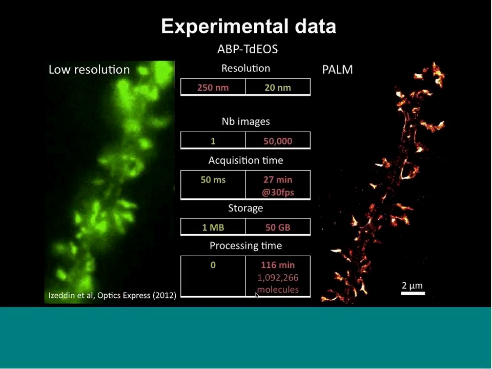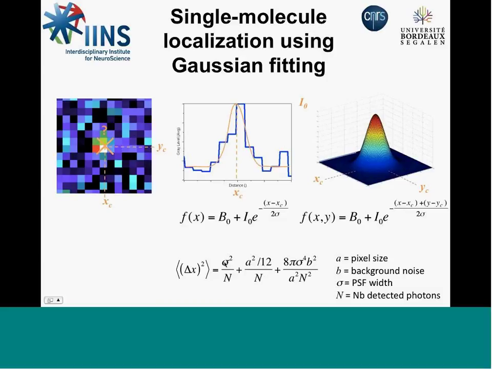One of the reasons why it is time-consuming is that for each individual molecule you need to identify the array behind it. In general, the most popular technique, which provides the best resolution and the best pointing accuracy, is based on Gaussian fitting. You have an image of a single molecule, which is corrupted by noise: Poisson noise due to photons, and some Gaussian noise due to the electronics. You use this profile to find the best Gaussian profile, which allows you to retrieve the coordinates of your molecules with the best possible accuracy, because the accuracy will give you the resolution.